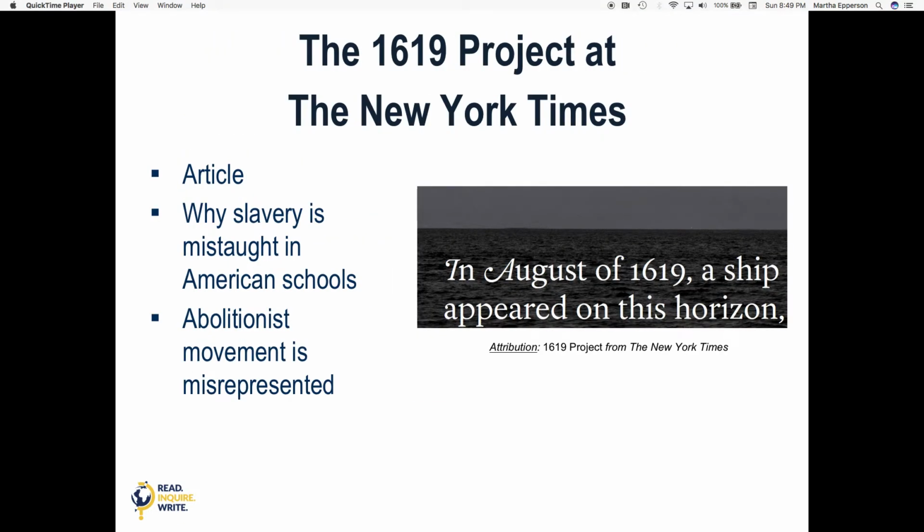The New York Times has a special project called the 1619 Project, which also discusses slavery and abolitionists. However, the project has an article which argues that slavery is mistaught in American schools and that the abolitionist movement is misrepresented.